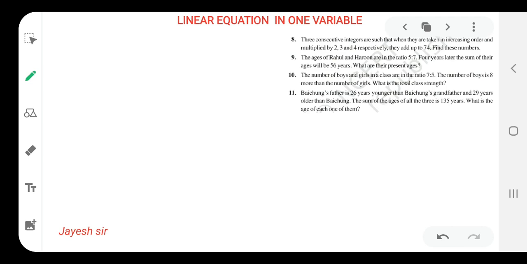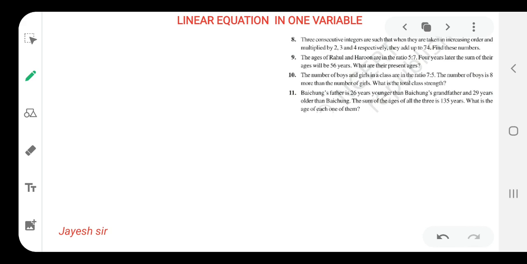Now let's start solving. Three consecutive integers are such that when they are taken in an increasing order and multiplied by 2, 3 and 4 respectively, they add up to 74. What is to be said? Three consecutive numbers are to be there, friends. First, before thinking anything, we'll write three consecutive numbers.